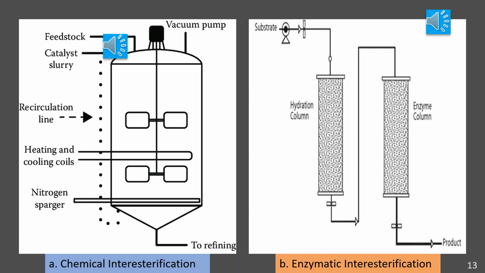You can look on the right side of the slide to see how the enzymatic interesterification process can occur. We provide a substrate to our sample that goes towards the hydration column, then it goes towards the enzymatic column, and in the final process we obtain our product.